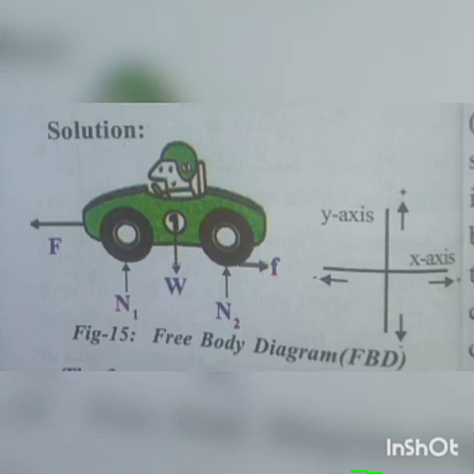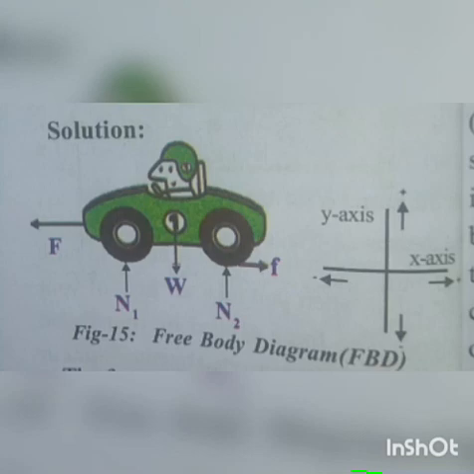So as you know the sign convention, N1 and N2 are directed towards the positive y-axis, and the weight of the car is directed downwards. So it should be taken as negative, and the normal force should be taken as positive.